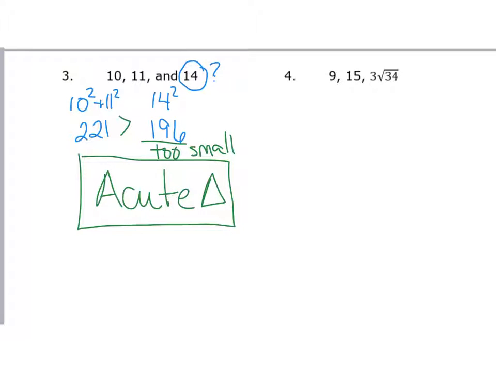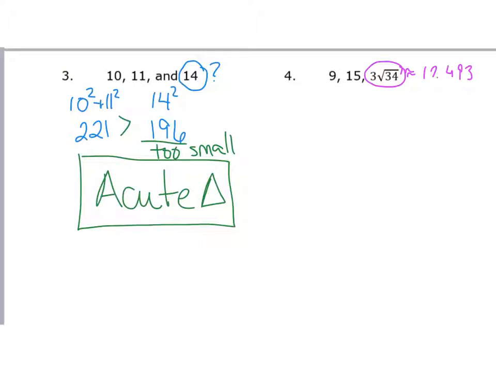Number 4. Now on this one, they don't always give me my numbers from small to big. Usually they do, but not always. So if I have a square root, I want to check that. So I'm just going to type 3 times the square root of 34 in my calculator and see what it is. It comes out to be 17.493. So 17 is bigger than the 15 and the 9, so that would be my hypotenuse.